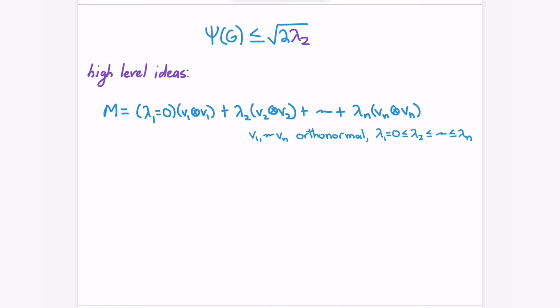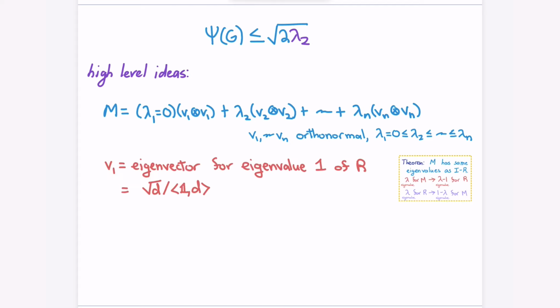And I have all this orthonormal basis. V1 is the eigenvector for eigenvalue 1 of R. That's something proportional to square root D, if you remember.